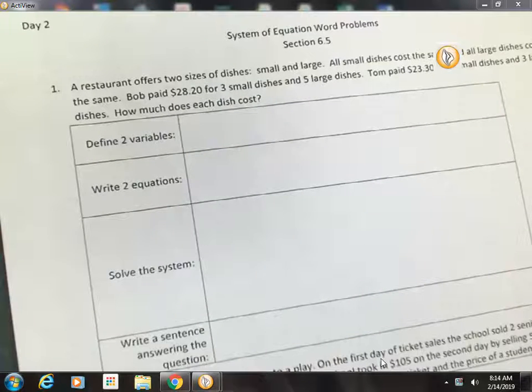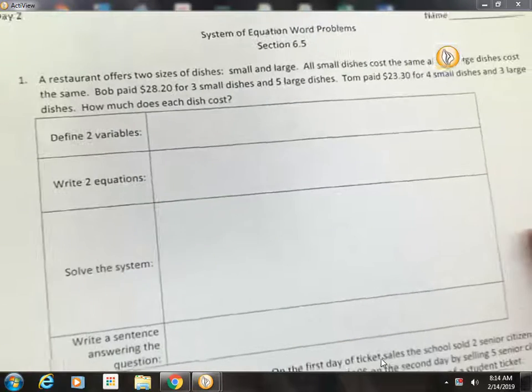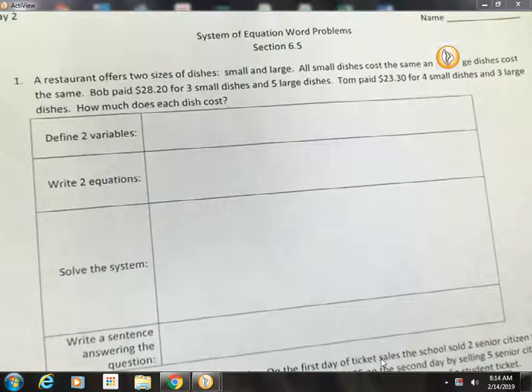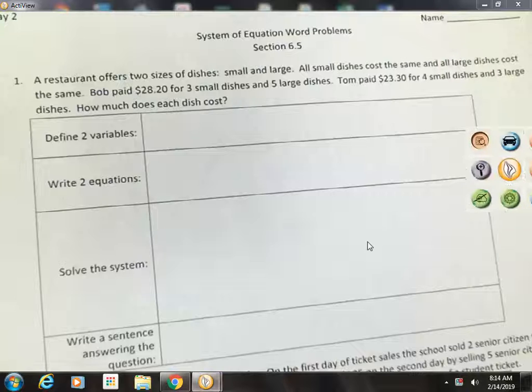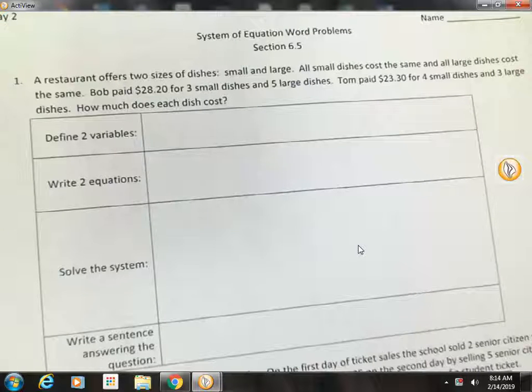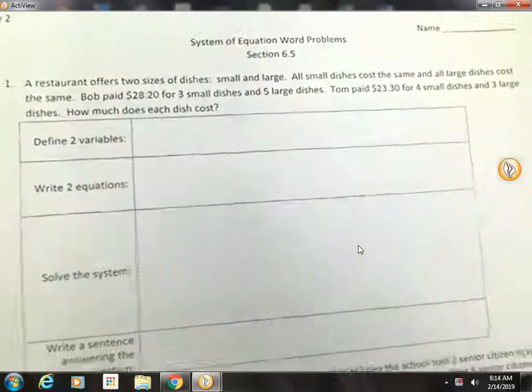Yesterday we started talking about systems of equations word problems. So we're going to continue to do that today. I want to look at example 1 with you. These are similar problems to what you looked at yesterday. I just want to make sure we've got down the process.